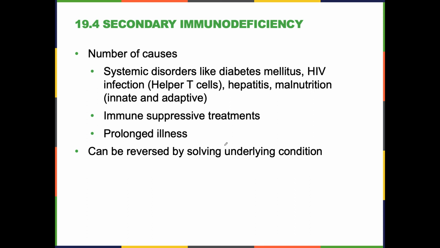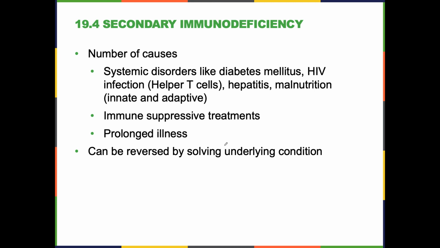Malnutrition has a really bad effect on both innate and adaptive immune responses. You can be on immune suppressive treatments, right? So people who are often undergoing cancer treatments, people who are undergoing transplants, as we mentioned, are under immune suppressive treatments, right? So they're going to have immunodeficiencies. And then just any illness over a long period of time can often lead to some sort of immunodeficiency.